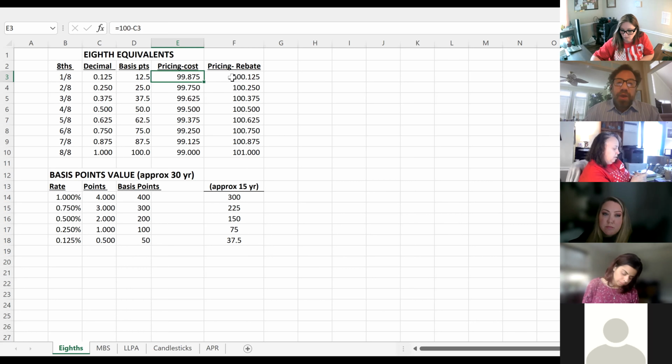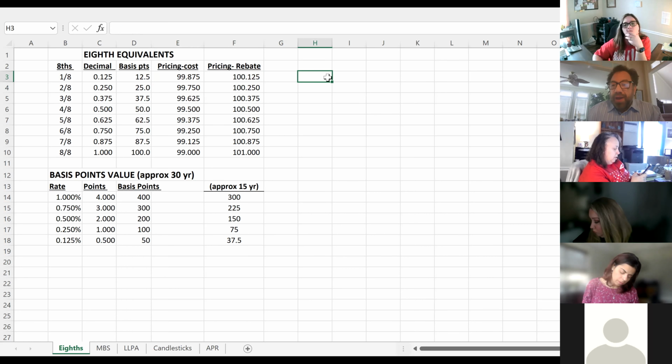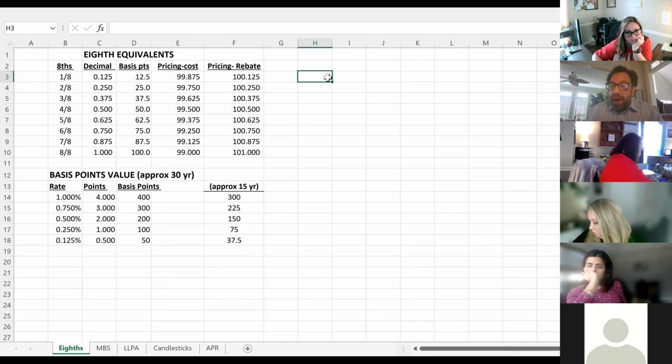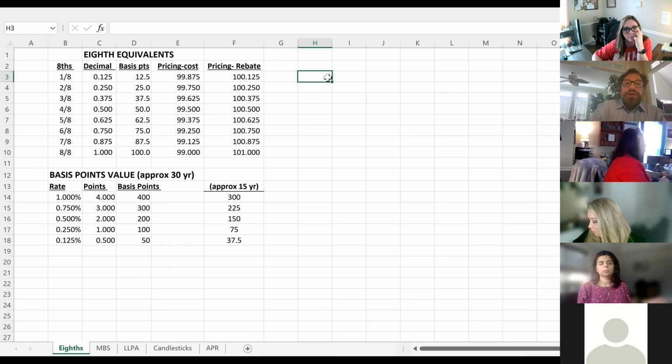Okay, so when we express it, if we say it costs 1/8 of a point, or it pays back 1/8 of a point, then it's also confusing if I say it's 0.125, and you're thinking, is that a charge or a rebate? I don't know. Which way are you going?